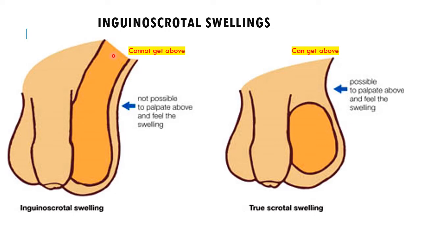So if you cannot get above the swelling, it is confirmatory for the diagnosis of indirect inguinal hernia. In the case of a truly scrotal mass, such as a testicular mass, it is easy to get above the swelling, and it is possible to palpate above and feel the swelling. So this is unlikely to be due to an inguinal hernia. So if you cannot get above a scrotal swelling, inguinal hernia is the diagnosis. If you can get above, it is unlikely to be an inguinal hernia.